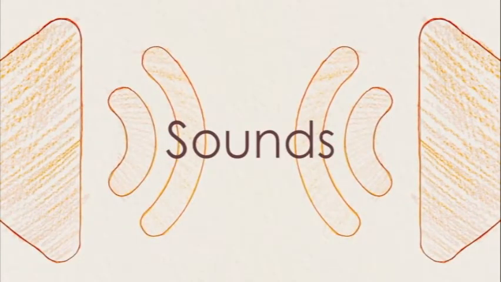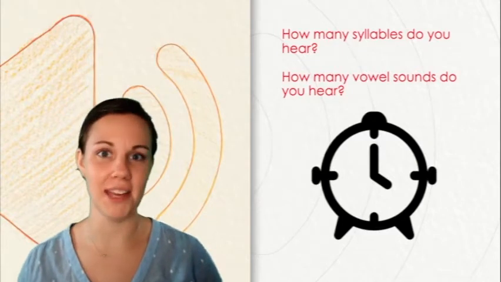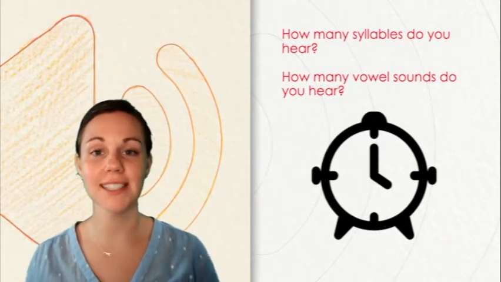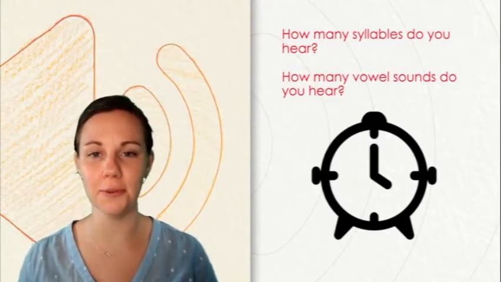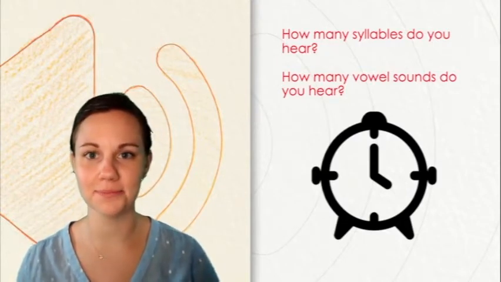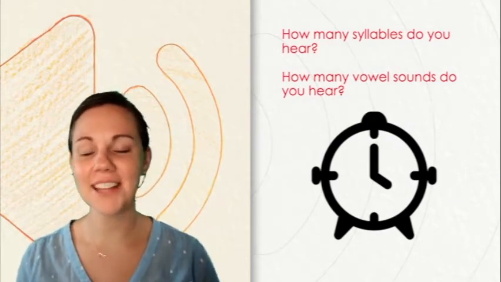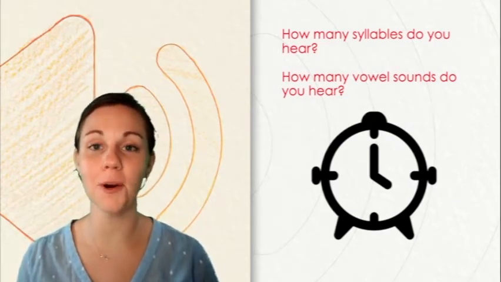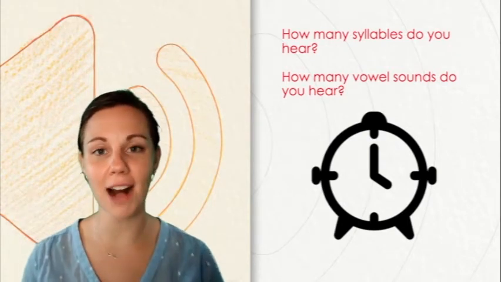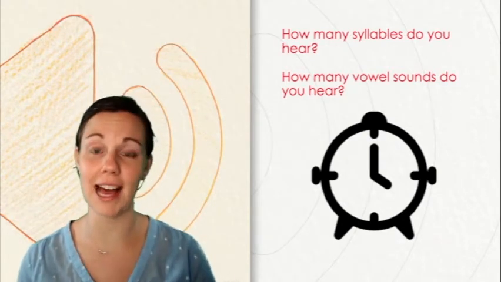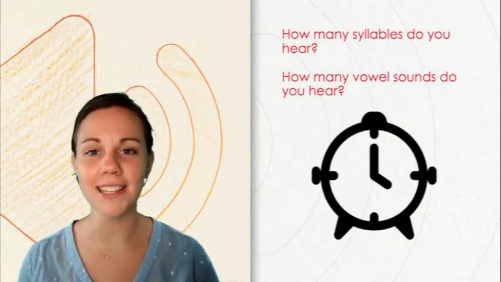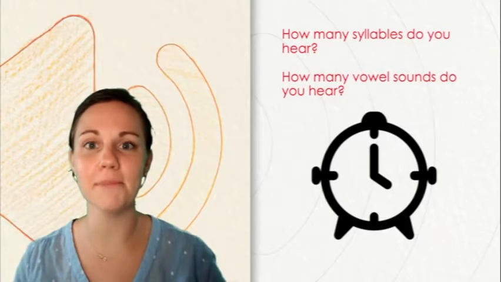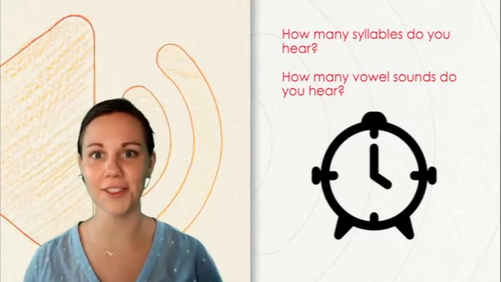Sounds. Here we see an image. It's showing the word time. How many syllables do you hear in the word time? That's right. Time is a one-syllable word. How many vowel sounds do you hear in the word time? Just one. Time. I hear that long I sound.